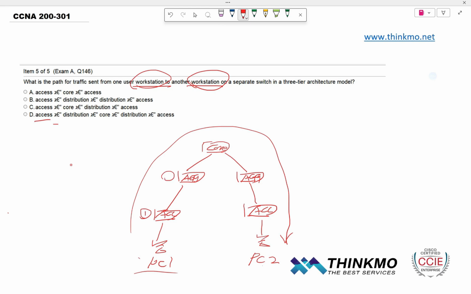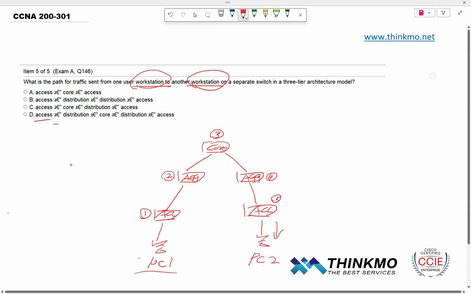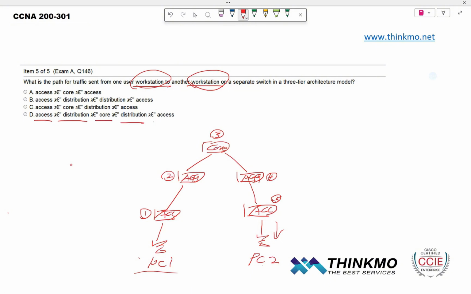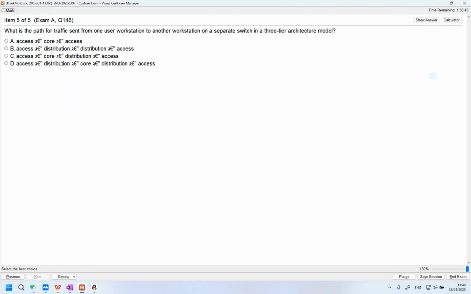the access switch. The second step is the aggregation switch. The third step is the core switch. The fourth step is aggregation. The fifth step is access. And then it reaches workstation 2. So the correct answer is access to distribution, then core, then distribution, then access. So the correct answer is option D. Let's look at the correct answer. Choose D. Okay, submit.